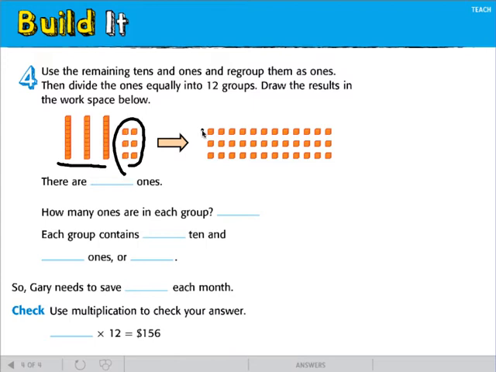Very good. So right here we can see we took our 3 tens and our 6 ones, and we broke them up into 1, 2, 3 groups, and the total number will equal 36. I'm sorry. Let me back up. We broke them up into 12 groups. So if you count across the top, 1, 2, 3, 4, 5, 6, 7, 8, 9, 10, 11, 12. There are 12 groups. Started going backwards.